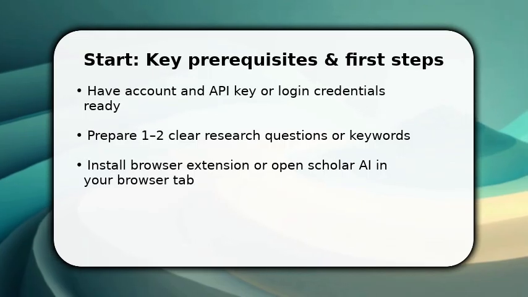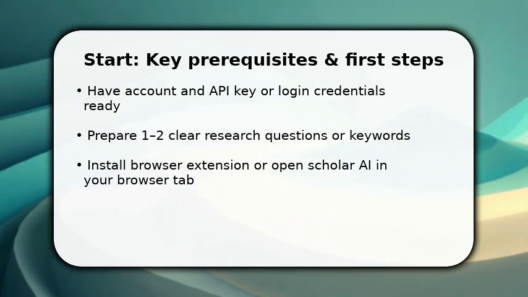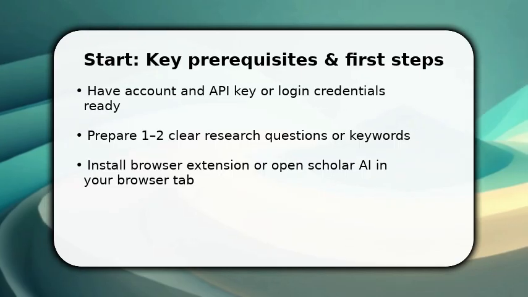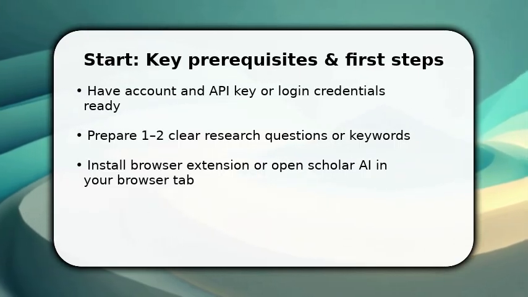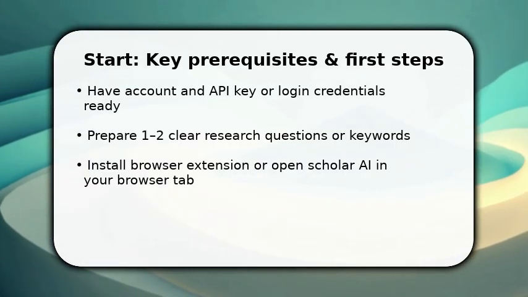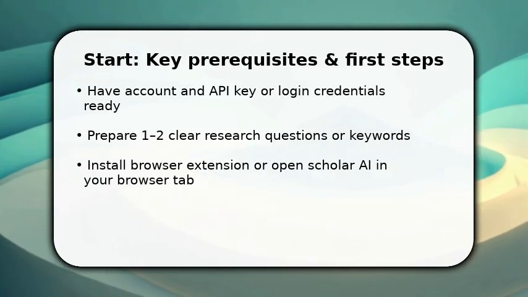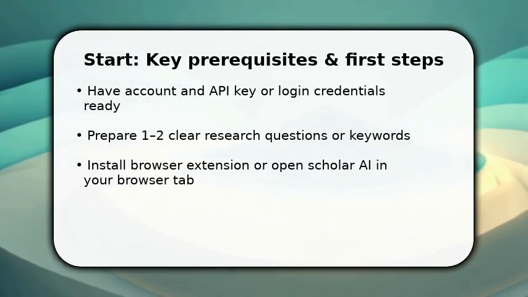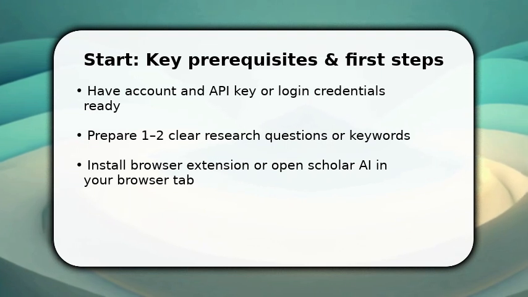Next, paste or type a concise query that includes scope and timeframe. You want specificity because precise prompts yield cleaner results. Finally, choose output type, summary, references, or annotated notes, and press search to start pulling results.